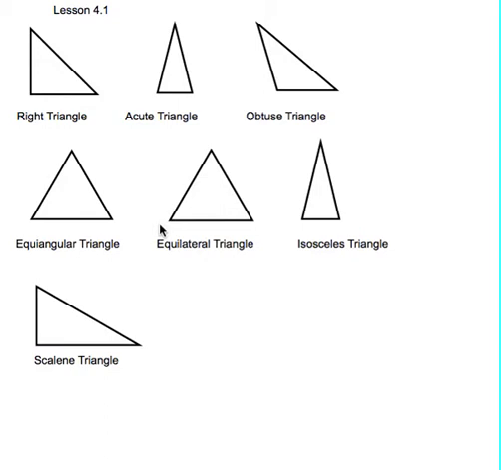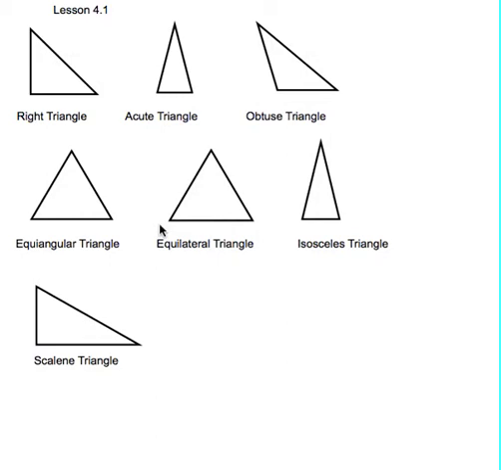Next triangle. The acute triangle has three angles that are less than 90 degrees. The obtuse triangle has one angle that's more than 90 degrees and two angles that are less than 90 degrees. The equiangular triangle has all three angles congruent, so the measure of each angle is 60 degrees. So those were the triangles talking about angles.